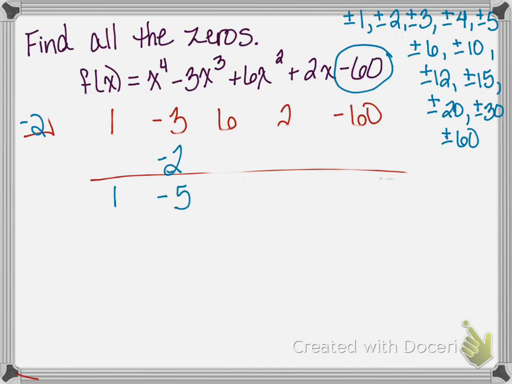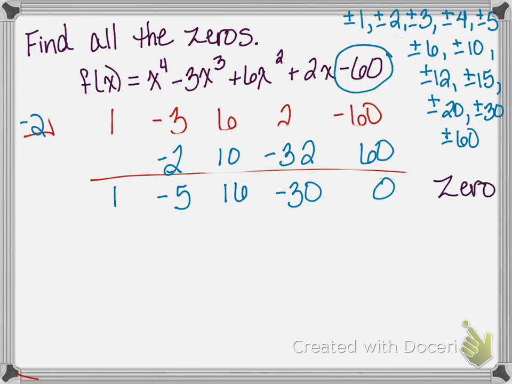-2 times -5 is +10. 6 plus 10 is 16. -2 times 16 is -32. That's a 2 right there. I just erased a little bit of it. 2 plus -32 is -30. -2 times -30 is +60. And -2 works. Now, what you have to remember.